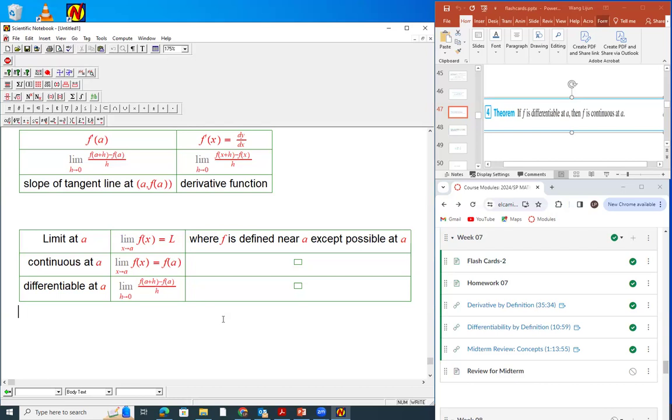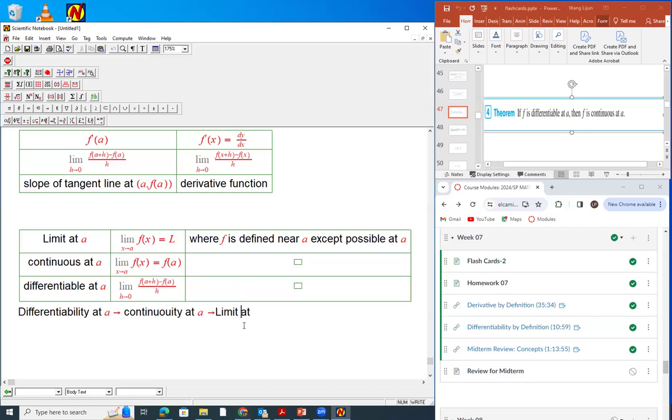Differentiability at a guarantees continuity at a. And continuity at a guarantees limit at a.